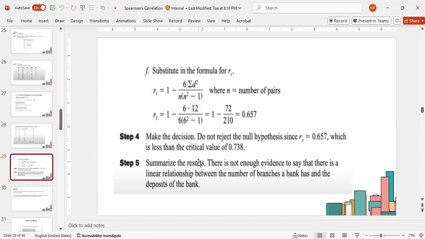The next step is to summarize the result. That is, there is not enough evidence to say that there is a linear relationship between the number of branches a bank has and the deposits of the bank.